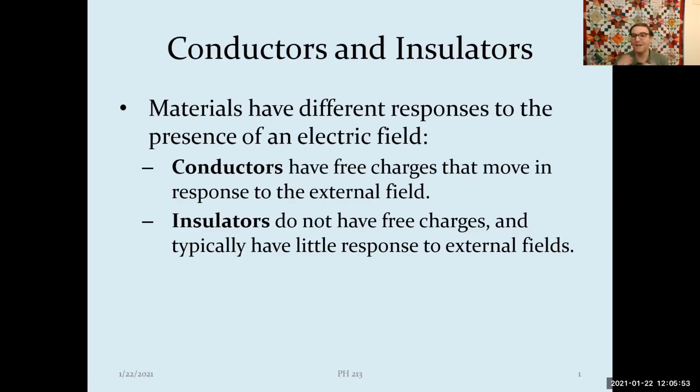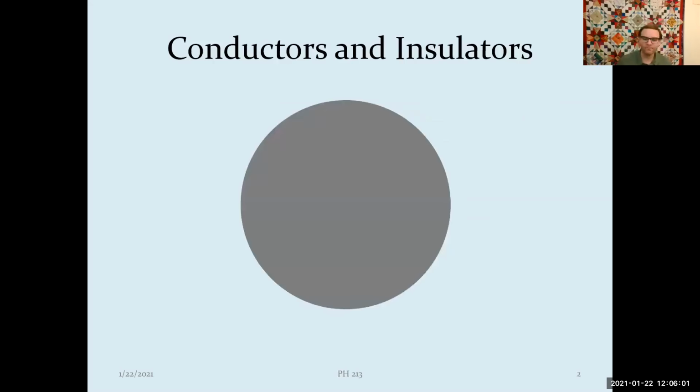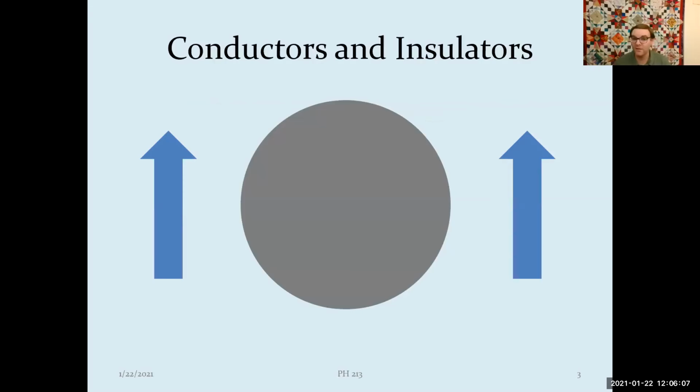Now, for most of this course, we're not going to care much about insulators because they don't really do anything interesting. But conductors do really interesting things when we put electric fields on them. So we're going to try to explore them a little bit. I've drawn a picture of a conductor for us. It's just a big gray metal sphere in the middle of the screen. And I'm going to put a big electric field on it, which is indicated by these blue arrows.